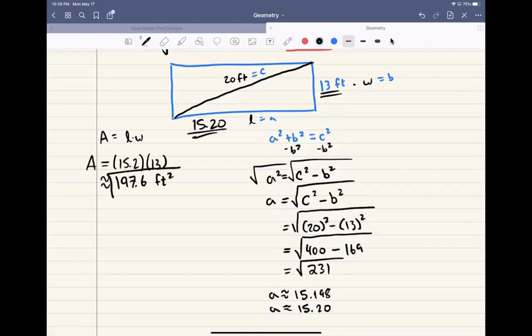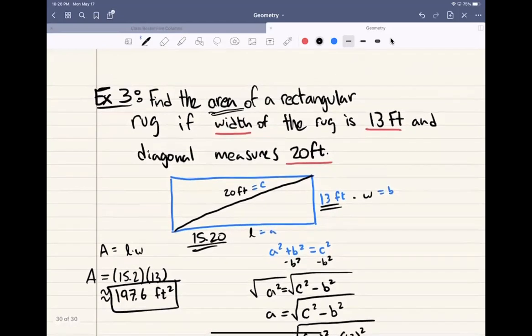Okay, and that's basically how you do these problems. We're going to be using the Pythagorean theorem to find missing lengths and area. That's what we're going to be doing throughout this chapter. Hopefully this video gives you an idea of how to use the square root and the Pythagorean theorem. And we'll have more examples in class.